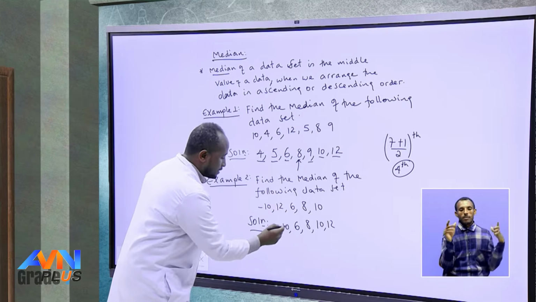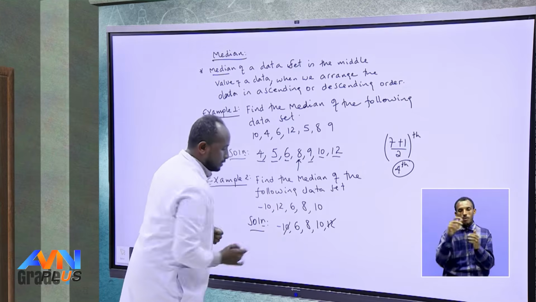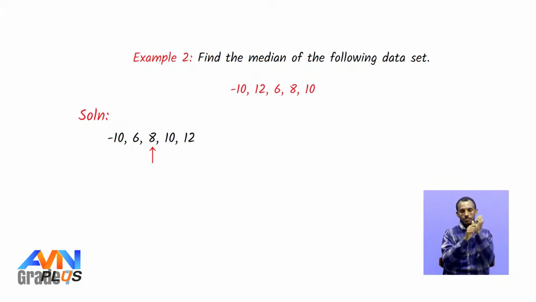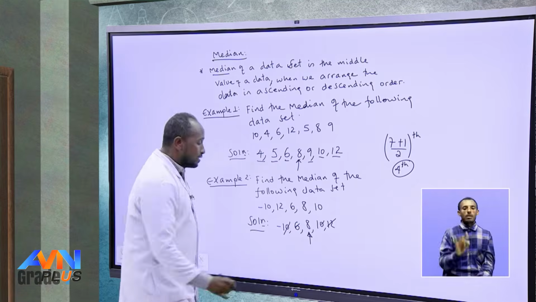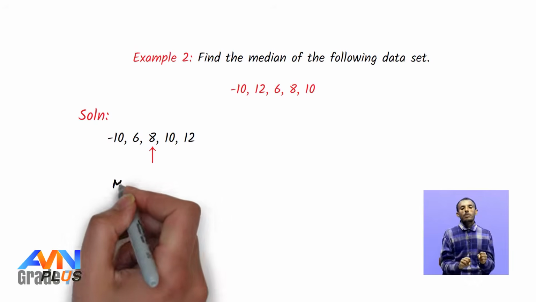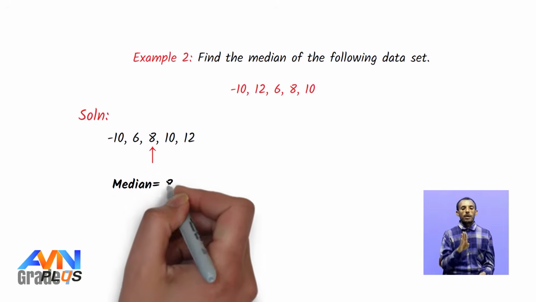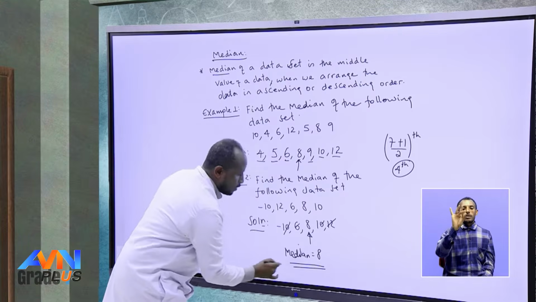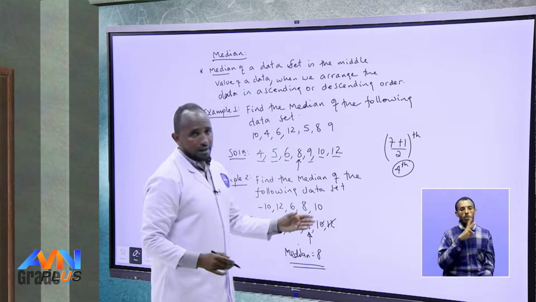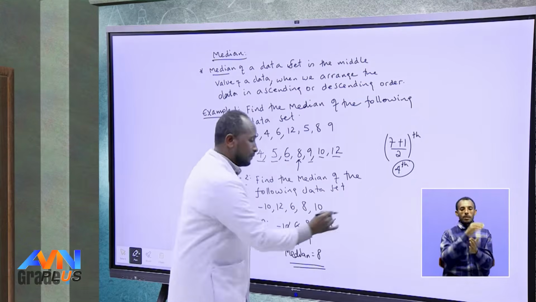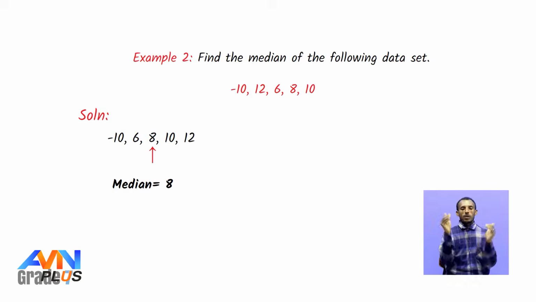First, let's cancel this one by this and cancel this out. You have this, the middle value will be 8. So the median will be 8. Or we can apply a formula to calculate the median.